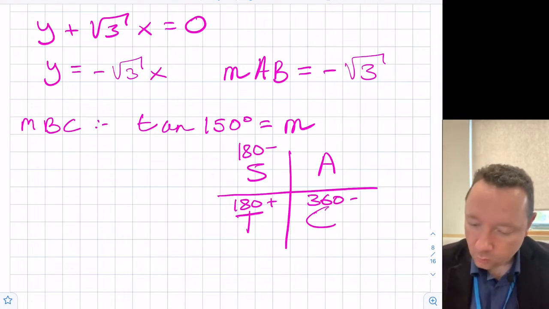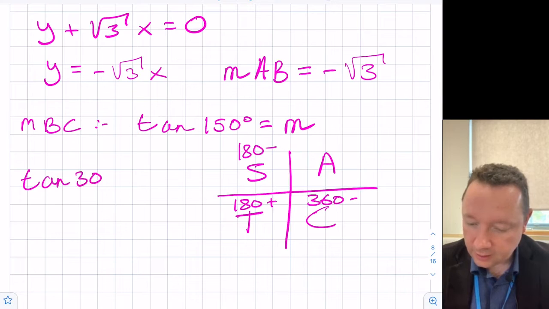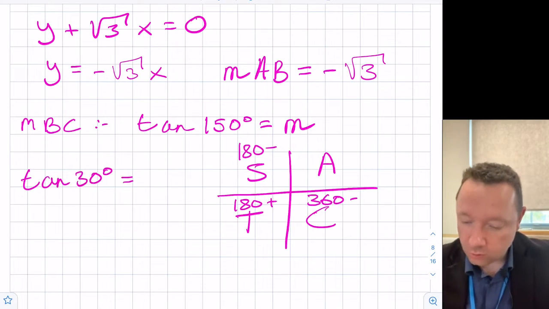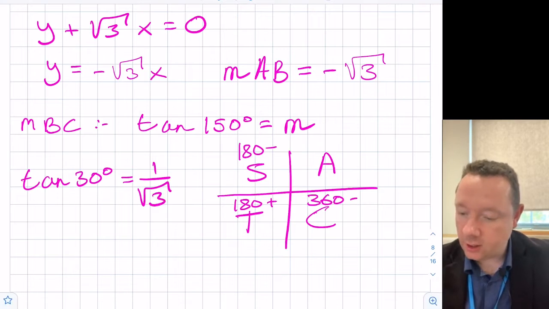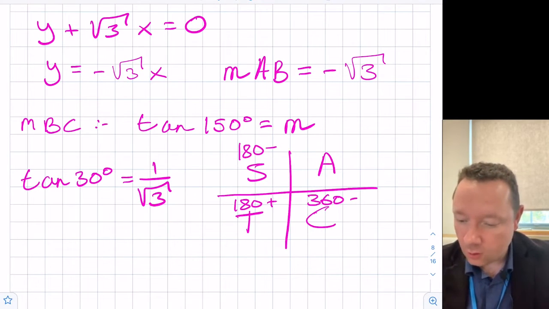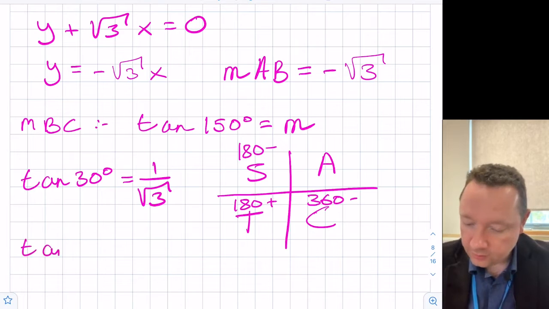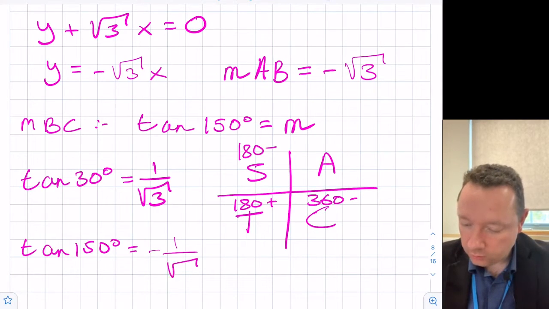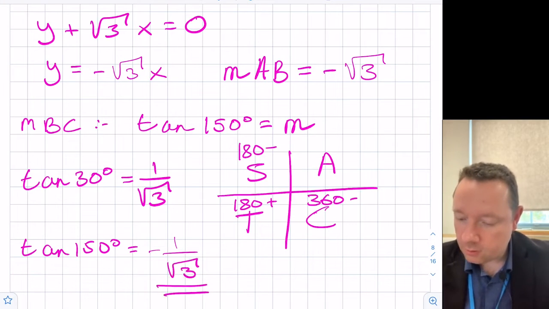So if we work out the tan of 30, well, the tan of 30 degrees is an exact value, 1 over root 3. So that means that because of the relatedness angle, if it was in this quadrant, 180 minus 150 would be 30. The tan here is negative, so the tan of 150 degrees is minus 1 over root 3. We've now worked out our gradients.